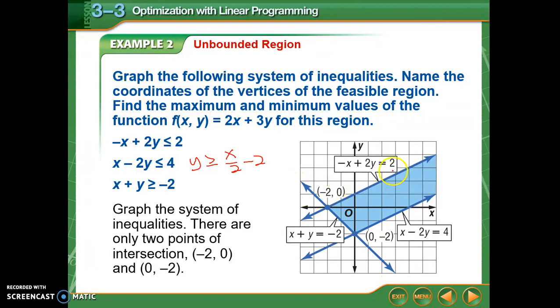Oh, I already talked about that one. I forgot to talk about the first one. Negative x plus 2y equals 2, and then when I shade it, I would shade below. So this blue region is my shaded region, and notice it's unbounded. There's no boundary, there's no end on this side.